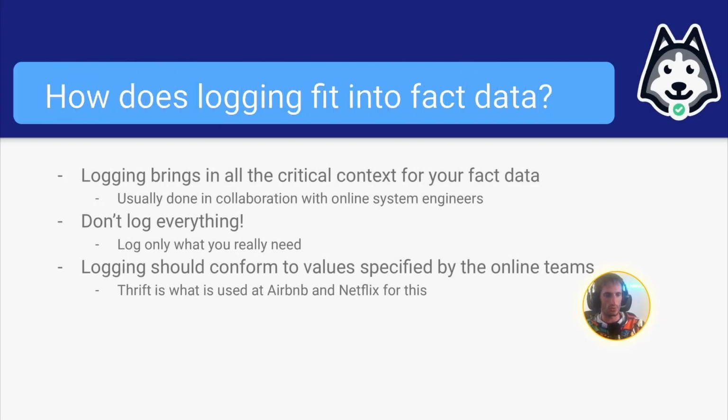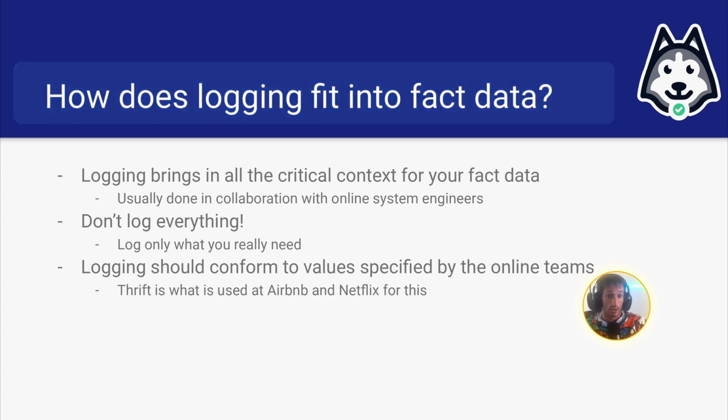Okay, so we talked a lot about logging. So how does logging fit into fact data? Logging should give you pretty much all the columns that you need, except for maybe some of the dimensional columns. And those, honestly, probably shouldn't even be in the data table to begin with. You should just have the IDs, and then people can join on those IDs to get the dimensions that they need. That can be a very big, important thing.